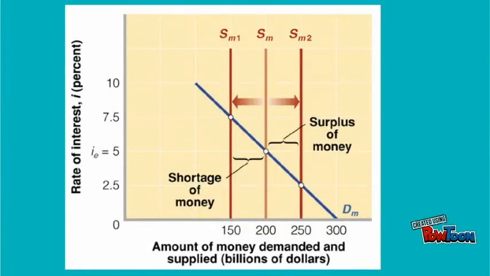This graph explains that when supply is too low or too high, it will create a shortage or surplus of money.